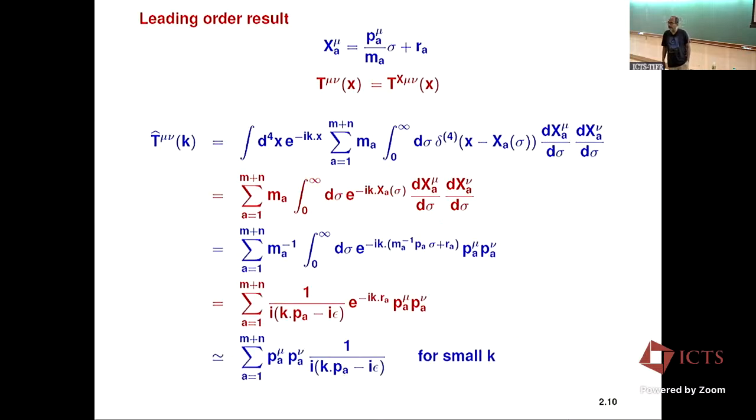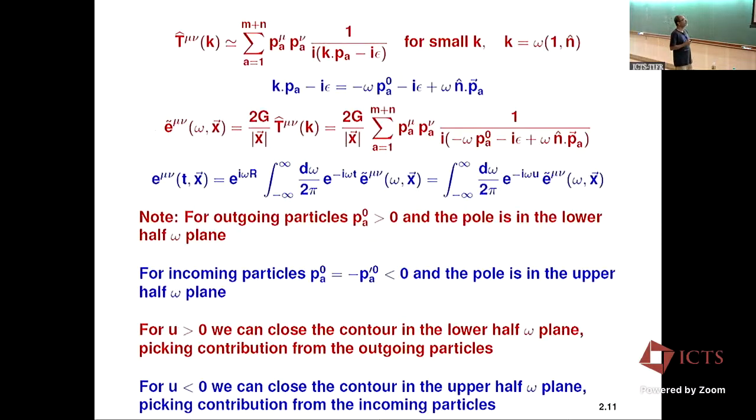P mu prime? Yeah, because of this. So this includes both incoming and outgoing particles, right? So P should be thought of as minus P prime for the ingoing objects. Okay, so this is the same equation repeated.